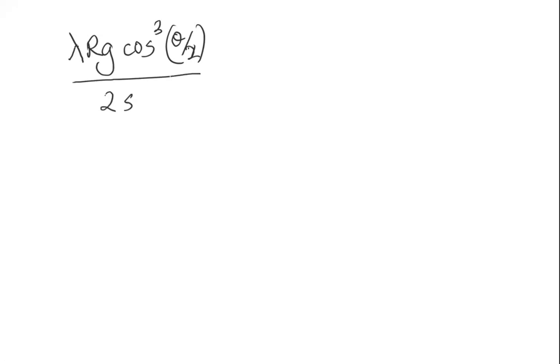We have to find the normal reaction at a distance which is very large to the right. So the answer is lambda rg cosine theta by 2 divided by sine theta by 2.